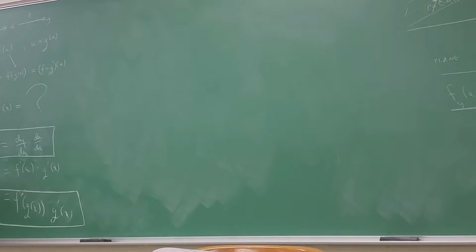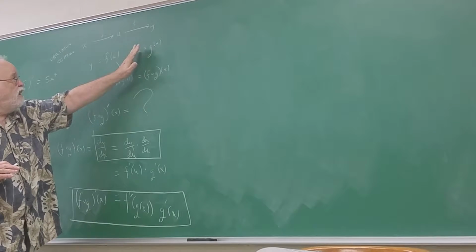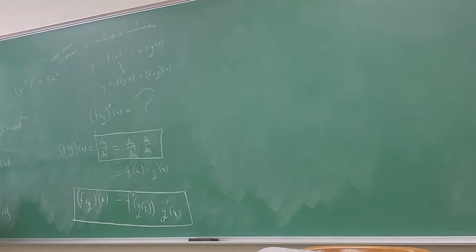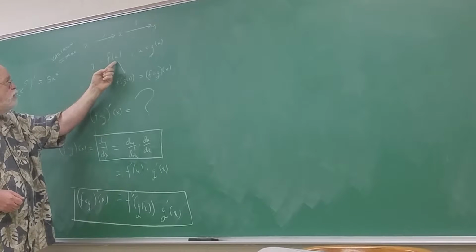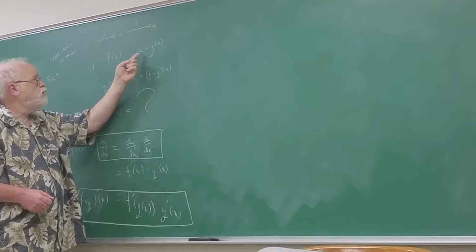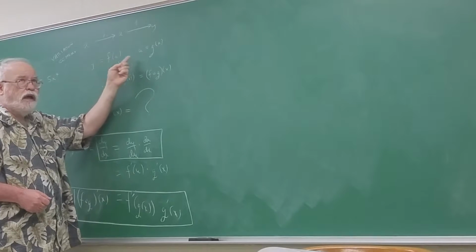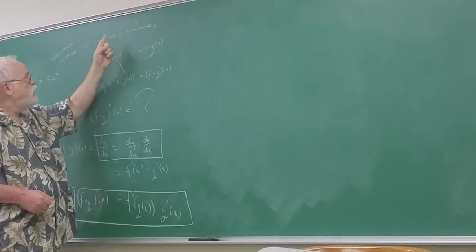So, I've got an independent variable and a dependent variable. And then there's this other variable. And as far as the f function is concerned, that u is an independent variable. But as far as the g function is concerned, the u is a dependent variable. It just can't make up its mind. So I'm going to make it up for it. I don't call it either one. This is an intermediate variable.